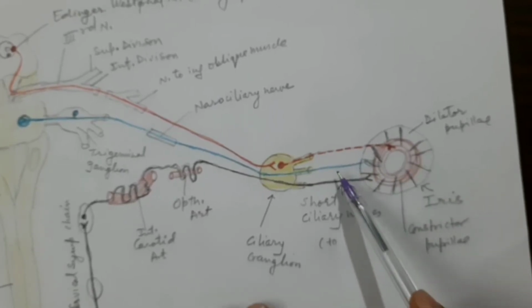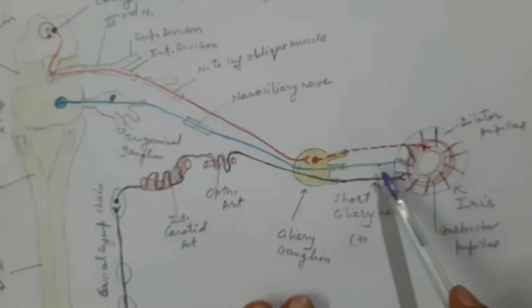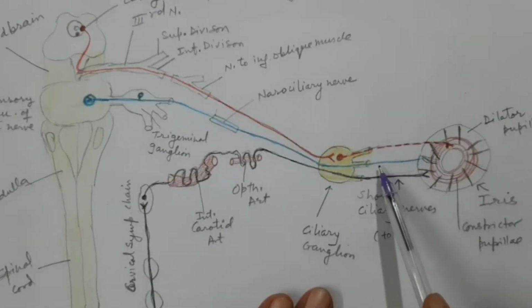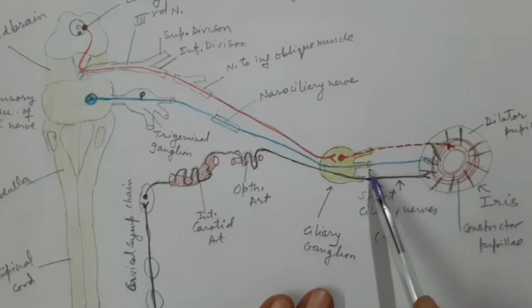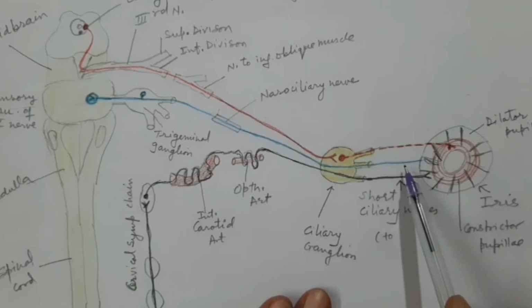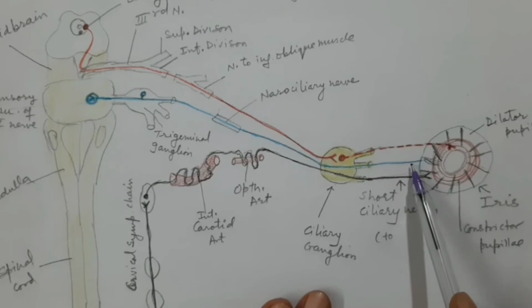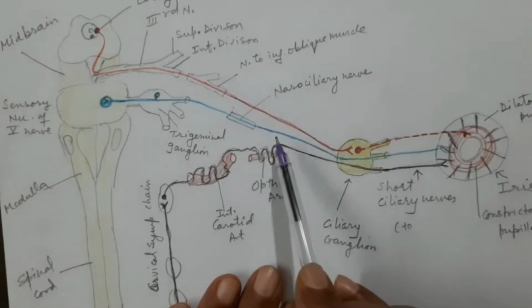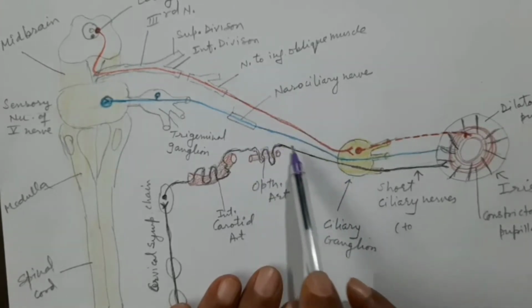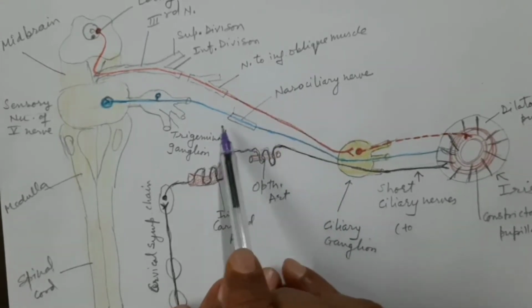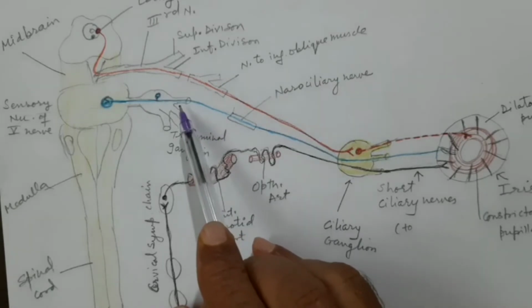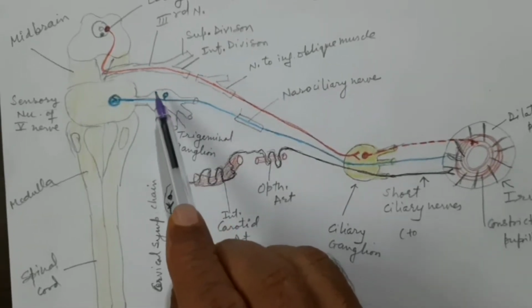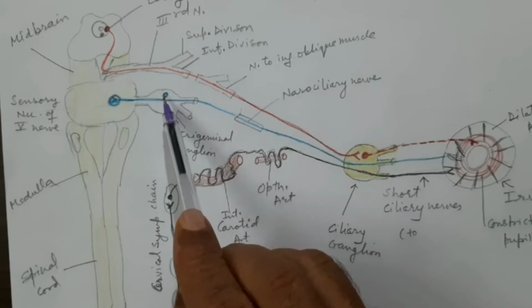But these fibers are coming not only from the eyeball but from the surrounding area also, and they are carrying sensations which are exteroceptive, that is pain, touch and temperature, from the area of the eyeball and neighboring structures. These fibers travel through the nasociliary nerve, then to the ophthalmic division of the trigeminal nerve, then to the ganglion where its cell body is located.